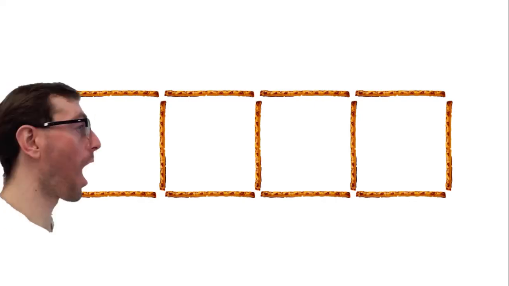Now, when we're measuring the perimeter of this shape, we only want to measure the sticks that are on the outside. And one way that we can do that is to just eat the ones that are on the inside. So let's do that now. Nom nom nom. There, now we don't need to worry about counting them. And now we can count only the sticks on the outside. 1, 2, 3, 4, 5, 6, 7, 8, 9, 10. So the perimeter of this shape is 10 pretzel sticks long.